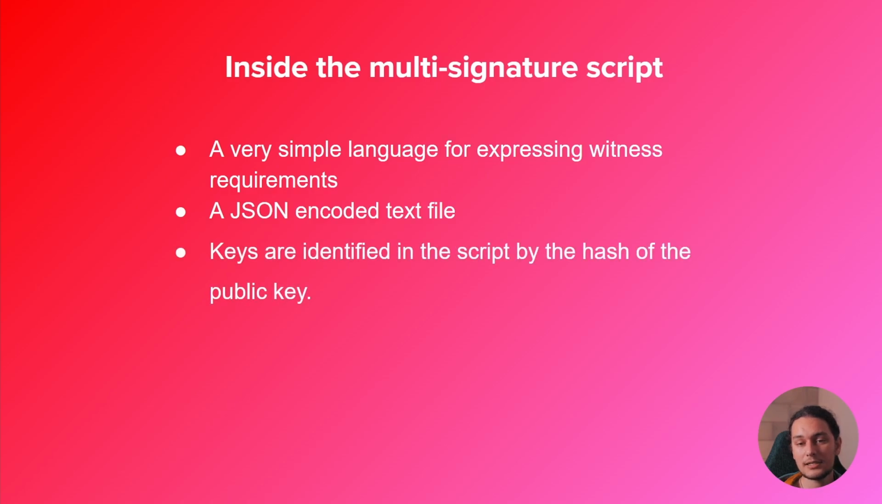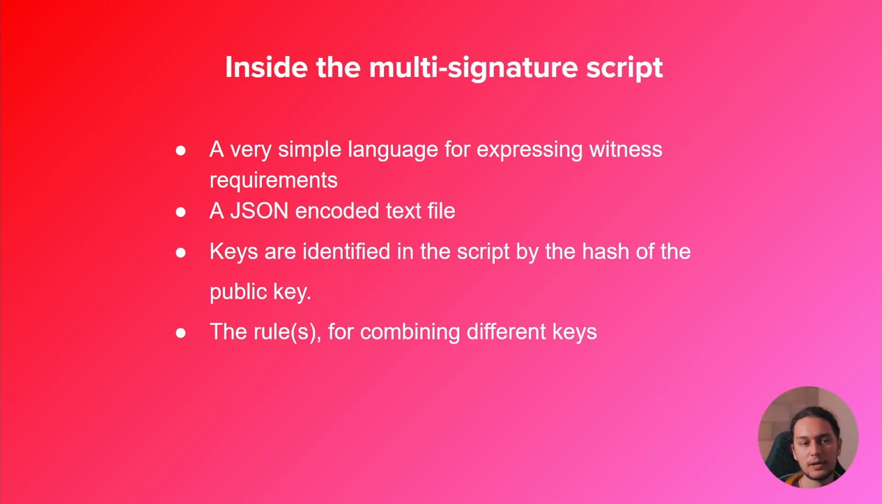And the keys are identified in the script by the hashing of the public keys. So all the public keys, depending if it's Alice, Bob, or Carol, or whatever, they have all their 3 keys. They hash their public keys, and they paste them into this JSON text file, and this defines the policy of what the multi-signature script is about.